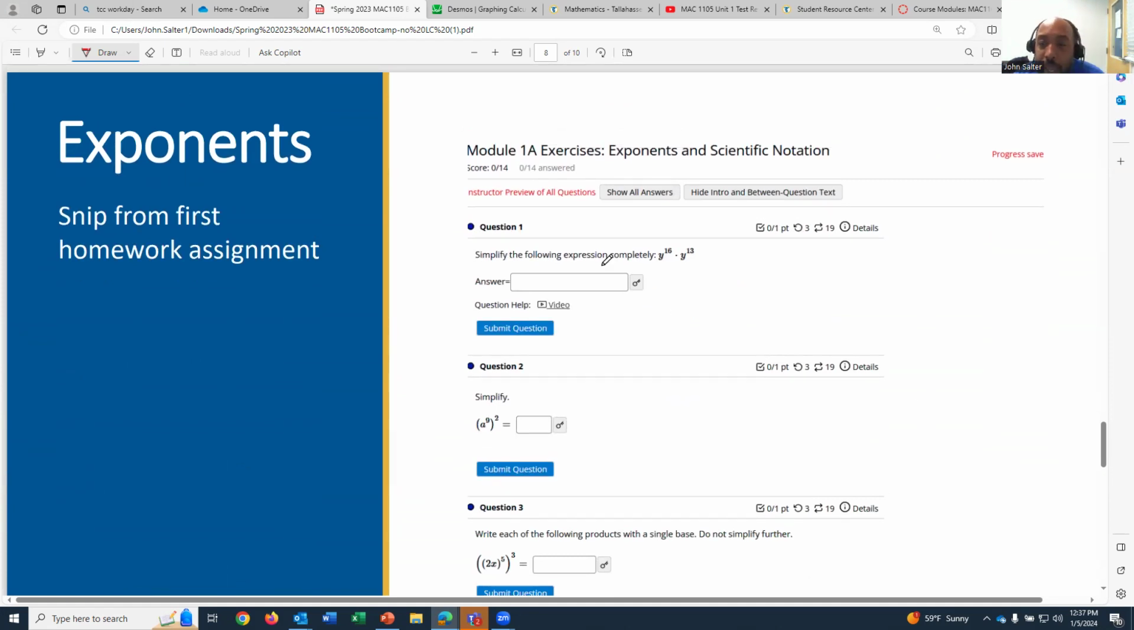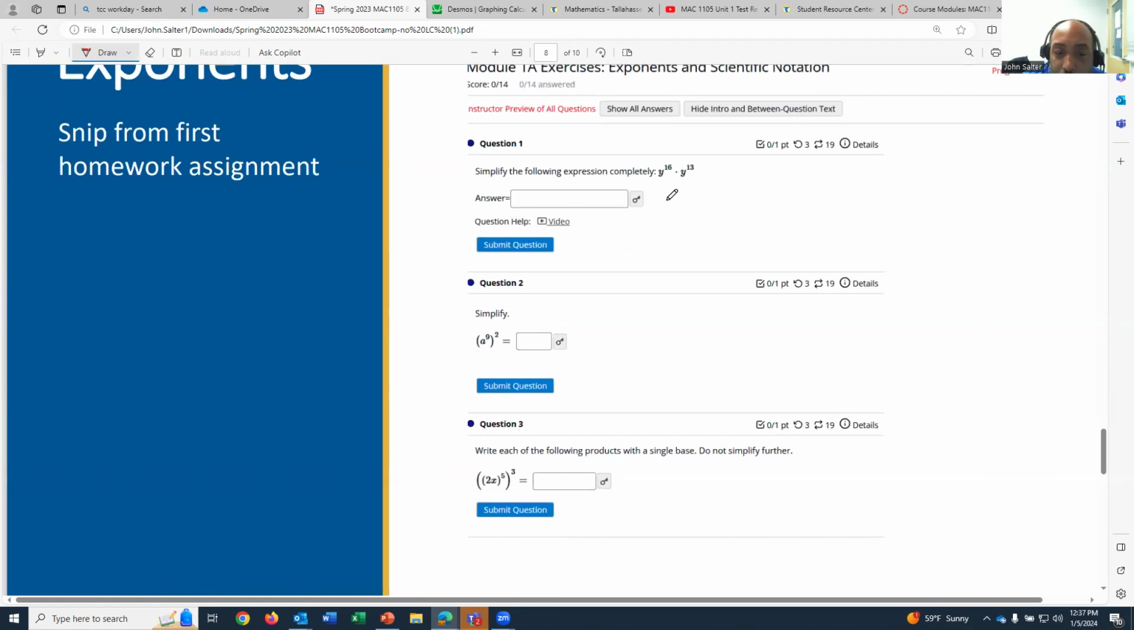This is a screenshot of your very first homework assignment. Module 1A is the very first thing that you will do. Like I said, you're going to start off with exponents. Here's some of the problems from your actual first homework. Like I said, I don't want y'all going into that first week nervous. I want you going in feeling good about it. Let's go on and try to answer some of these.